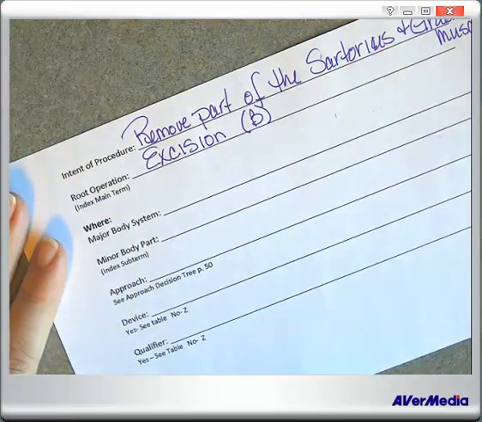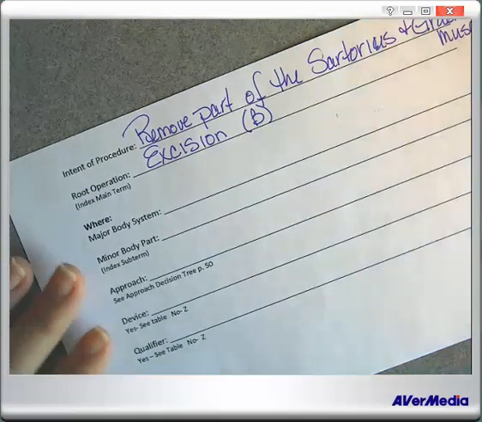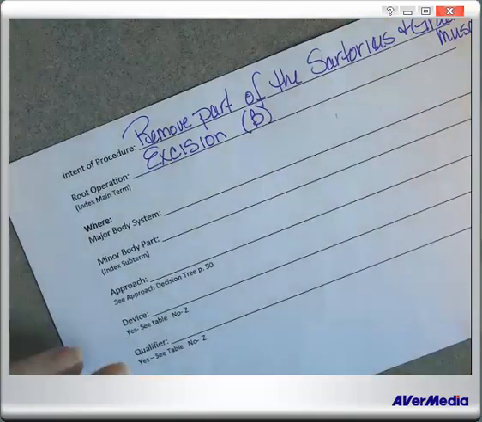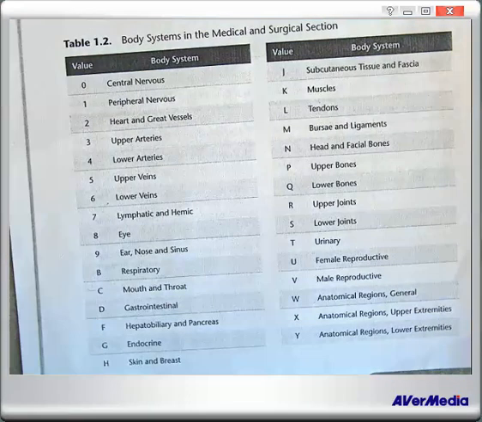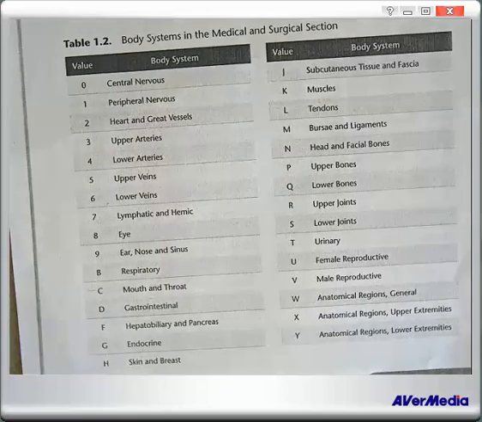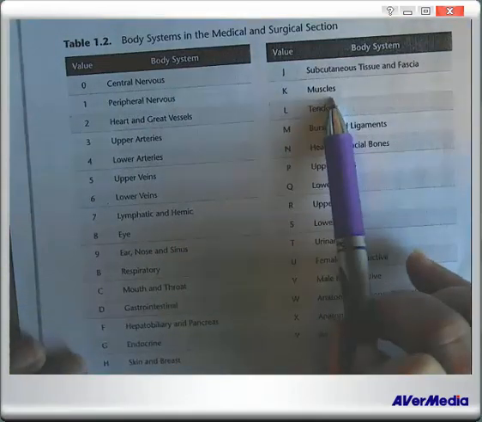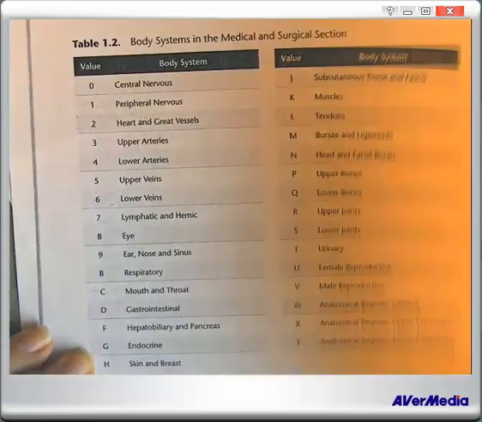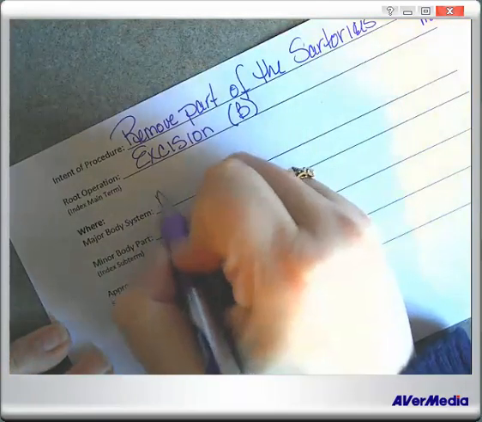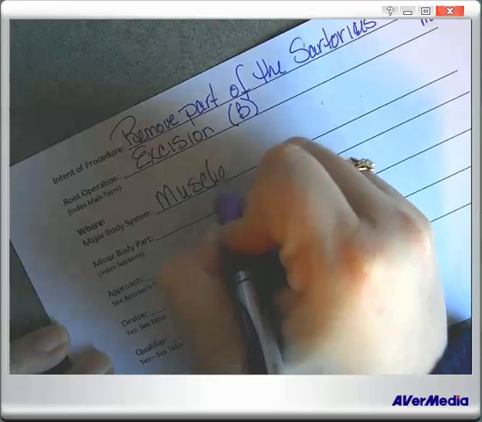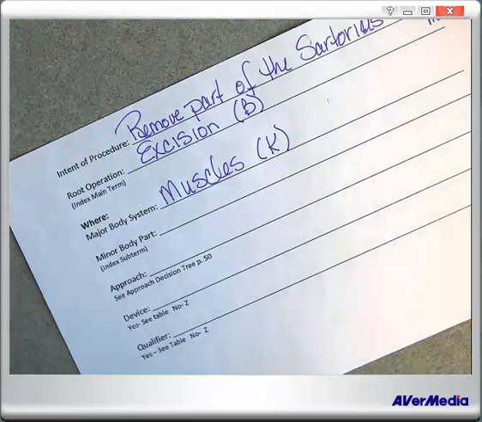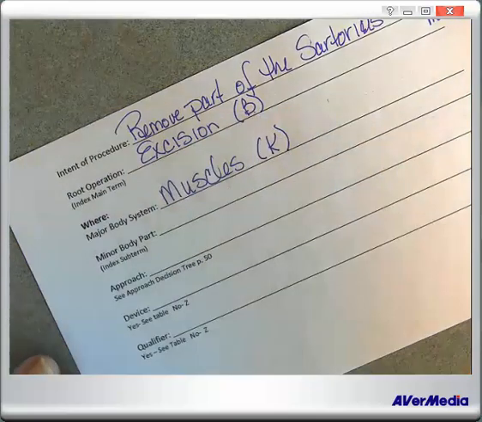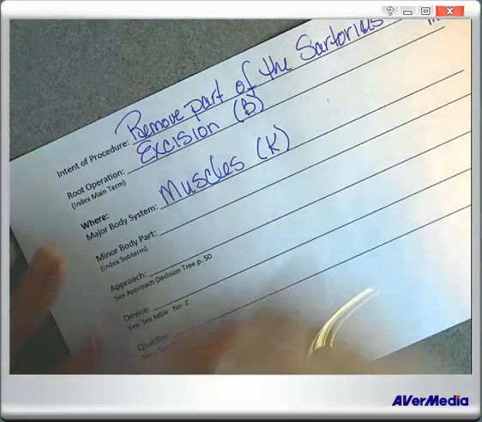So now, does it tell us what the major body system is? Well, let's find out here. Well, it does say muscles, doesn't it? That's what we're working on, is muscles. So that means we're going to have K. And we know that that's going to be the letter K. The value of the second character is going to be K. The value of the third character is going to be B. Okay? Now we have the minor body part.